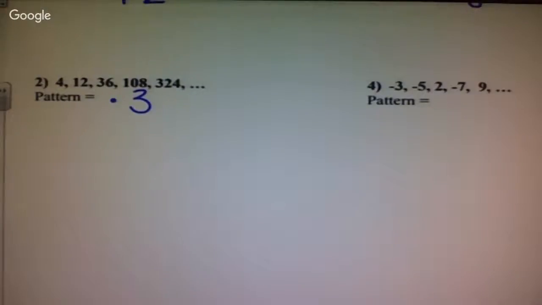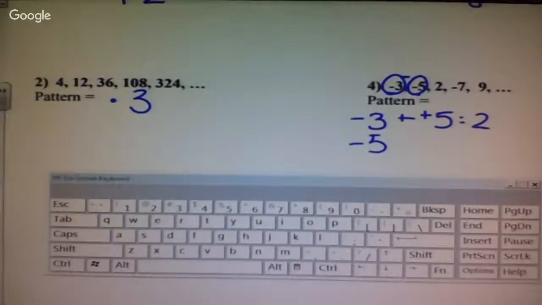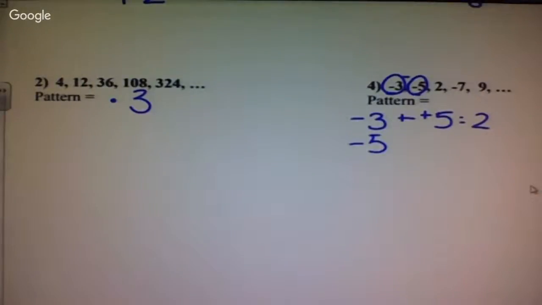All right. -3 minus -5. So you're taking this number and subtracting this number every time. -3 minus -5, which becomes plus a positive, gives me 2. Then 2 minus -7 is +9.